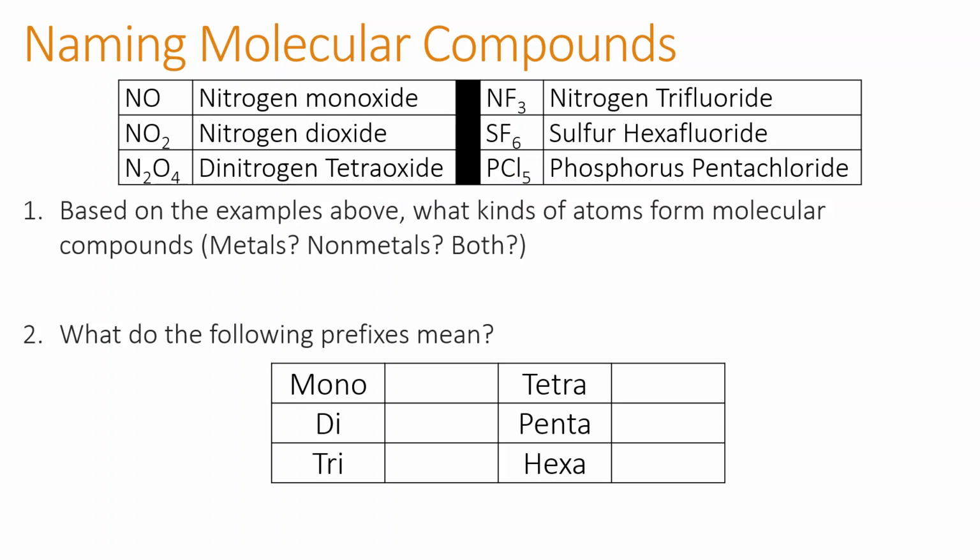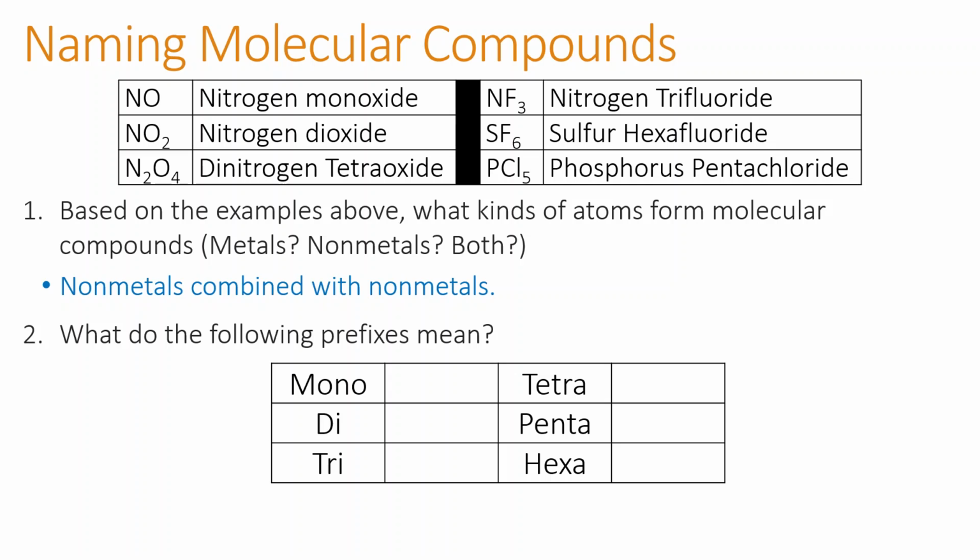So here we have a bunch of molecules: nitrogen monoxide, nitrogen dioxide, dinitrogen tetraoxide, nitrogen trifluoride, sulfur hexafluoride, and phosphorus pentachloride. All of these elements here are nonmetals. So when we have nonmetals combining and sharing electrons, that's how we get what's called a molecular compound, or a molecule. We also sometimes use the word covalent compound. A molecule is something that is made of covalent bonds.